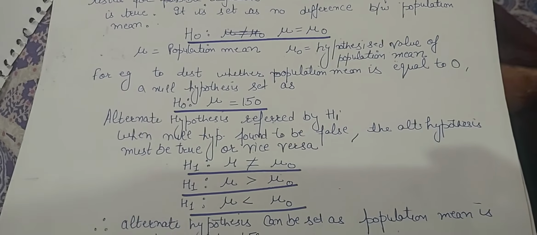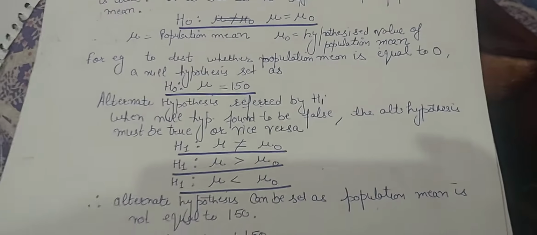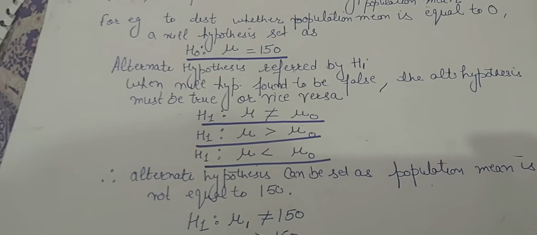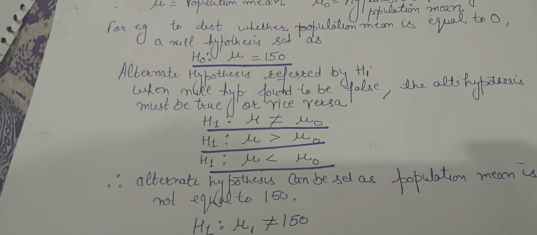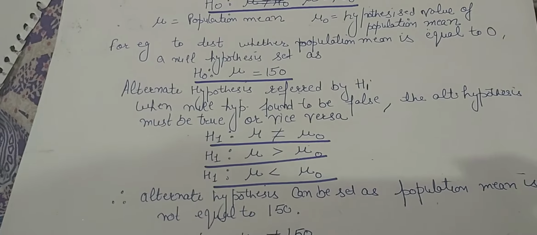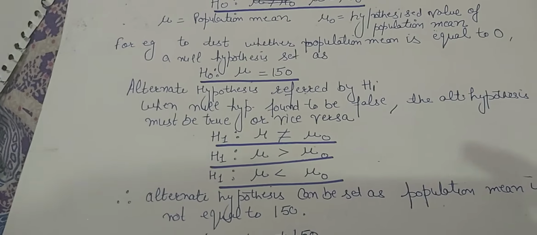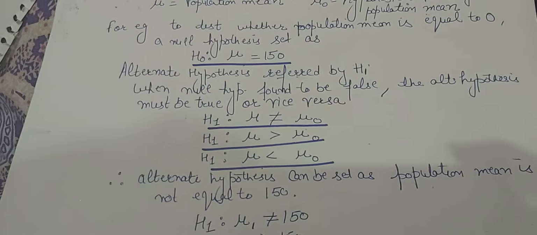So the alternate hypothesis must be true or vice versa. Therefore, we'll write the alternate hypothesis as mu is not equal to mu 0. That is, the population mean is not equal to the hypothesized mean. And we have 150 as the hypothesized mean. So it might be greater or it might be lesser than the population mean.